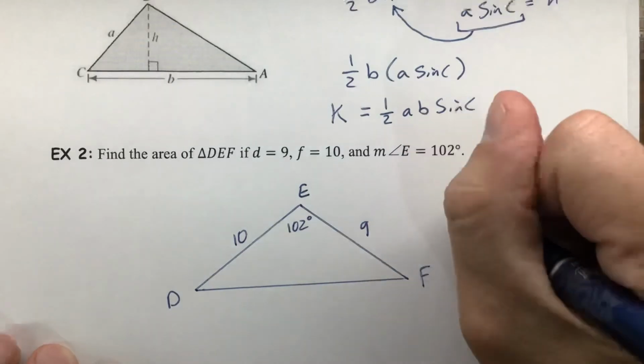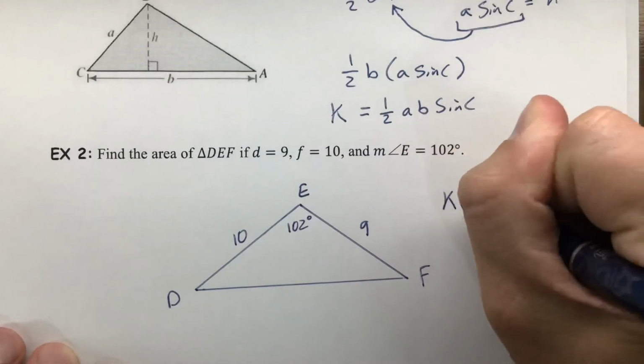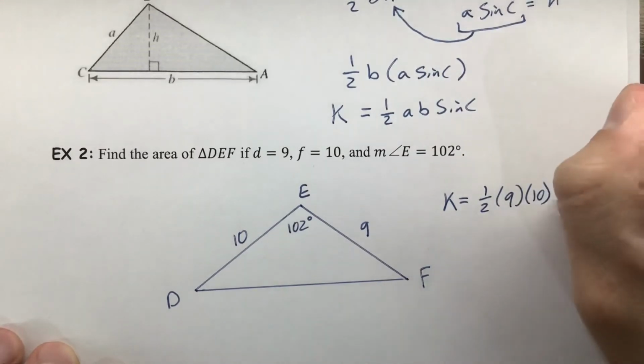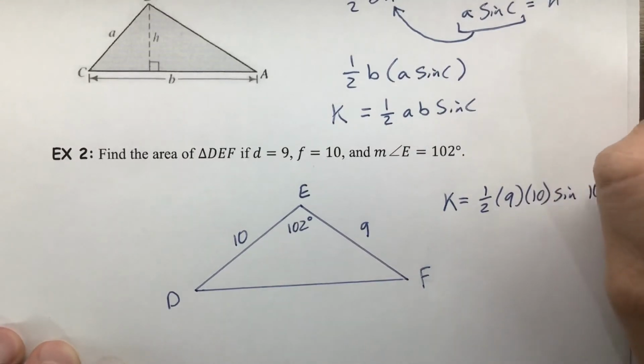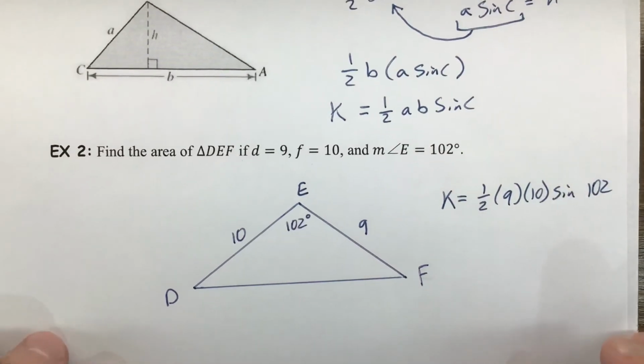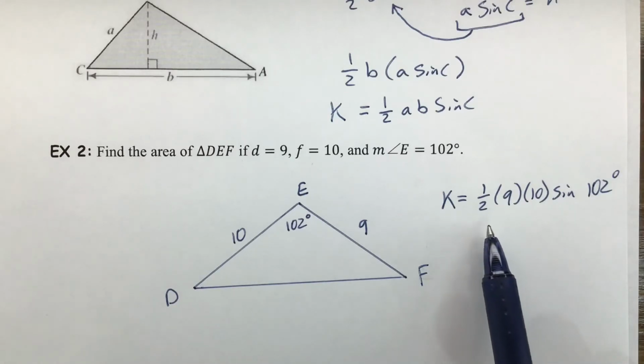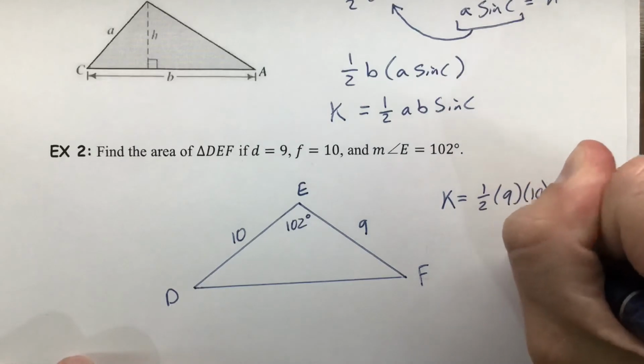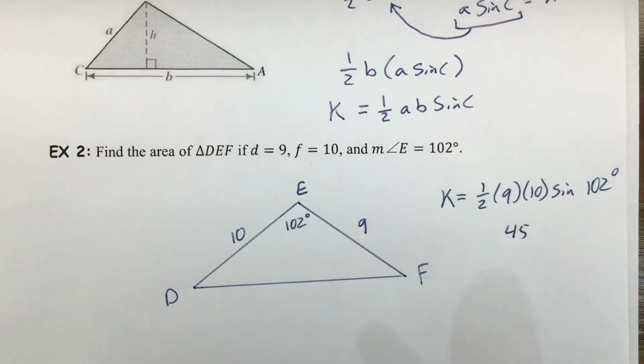So we'll just fill this into the formula. K is going to be equal to 1/2 times 9 times 10, that's the two sides, times the sine of the angle that would be between those, so 102 degrees. All right, and all that you can just type into the calculator, but there are some things that are always easy to multiply, so I just go ahead and do it. 1/2 times 10 is 5, 5 times 9 is 45. You can do it as mental math, save yourself some time.